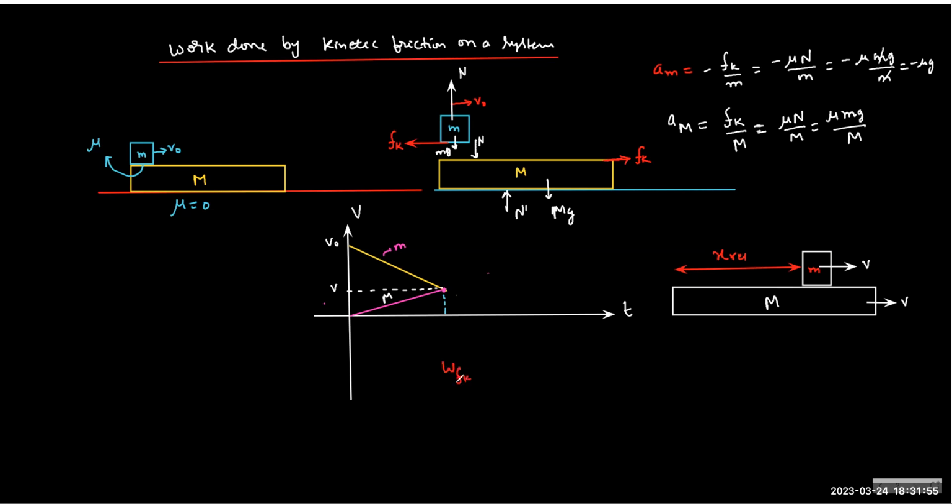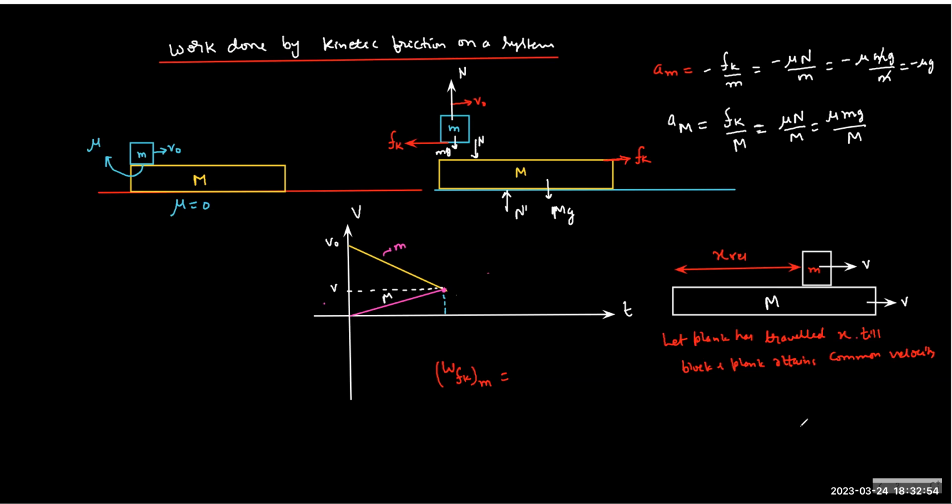So the way of writing is this. Work done by kinetic friction on the block is, imagine the plank has traveled x till the block and plank attain the common velocity. So how much has the block traveled? If the plank travels x, then the block will travel x plus x relative.